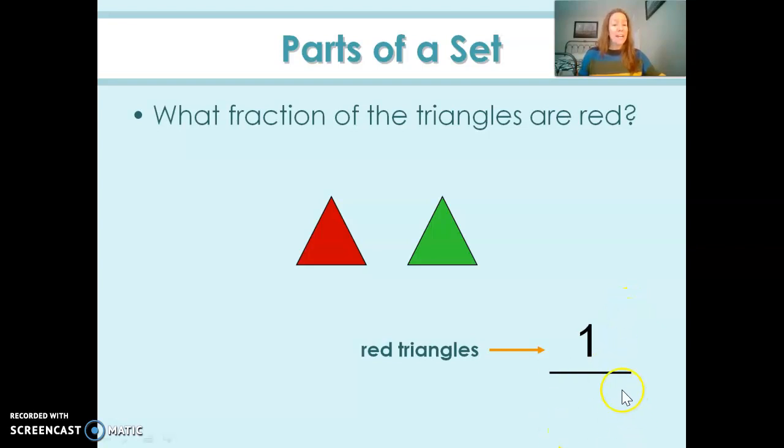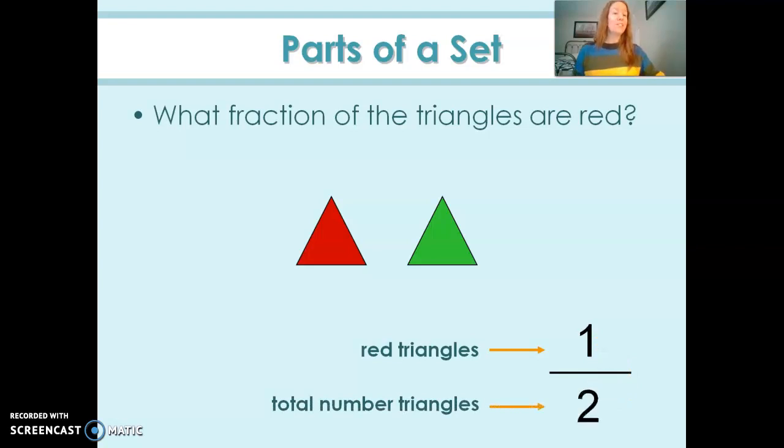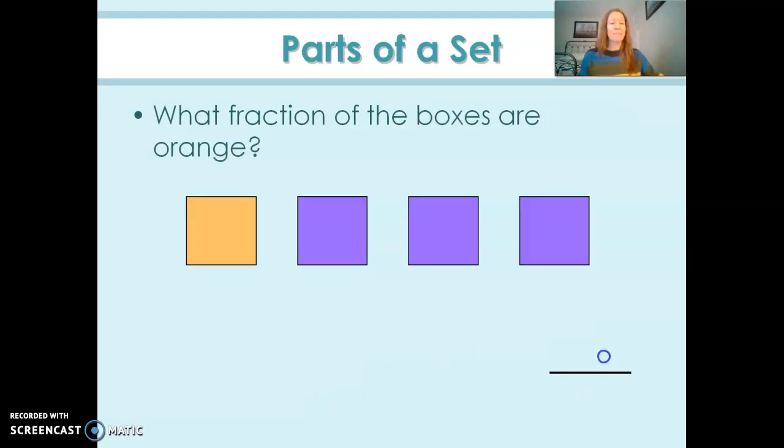The denominator is how many you have all together. So how many triangles do we have? Well, we have 2. So the total number of triangles is 2. So your denominator is always the number that is the whole of all of the objects that you see, okay?